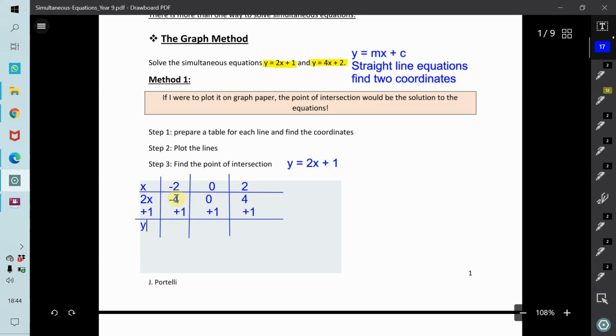Then my y, I have to get these two and plus or minus them. -4 plus 1 is -3, 0 plus 1 is 1, and 5. And I've got my coordinates, and I like to write my coordinates down. So for this particular row, -2, comma, -3, 0, comma, 1, 2, comma, 5, right? And that is my first table.